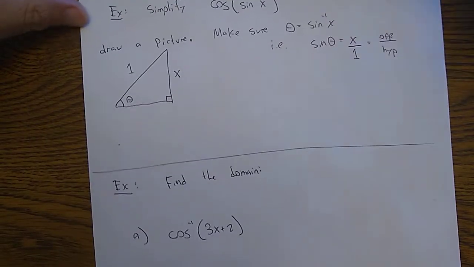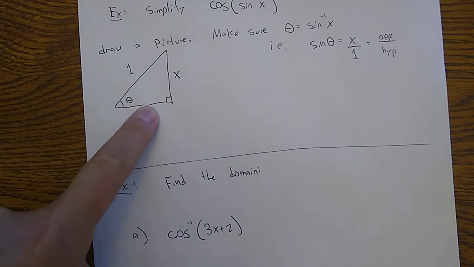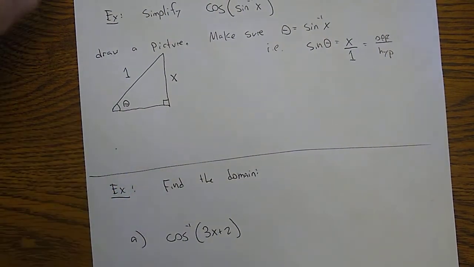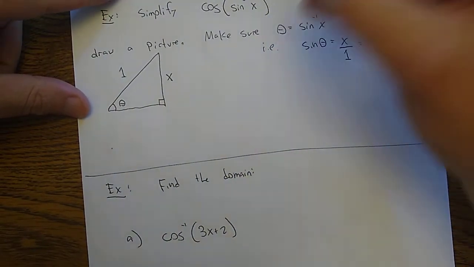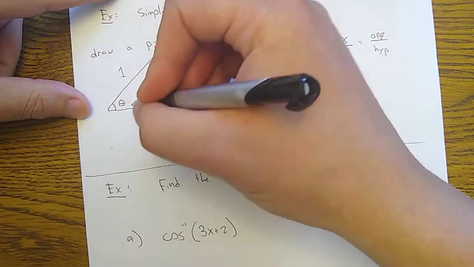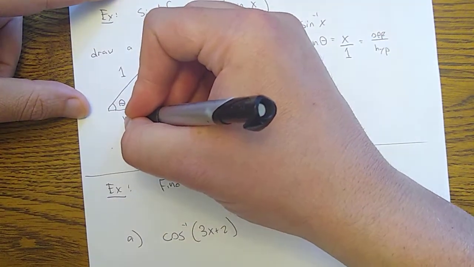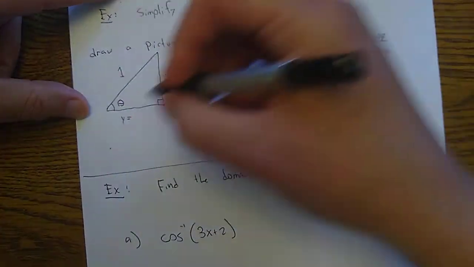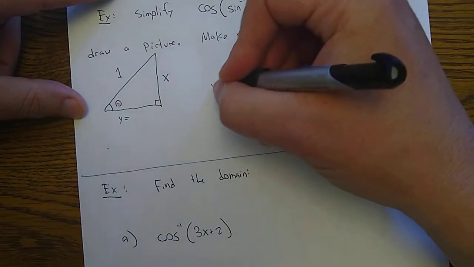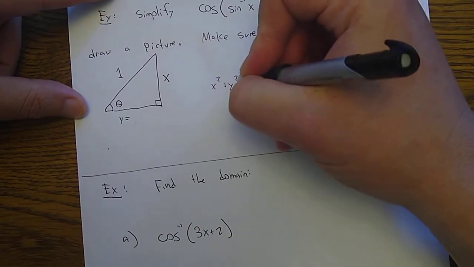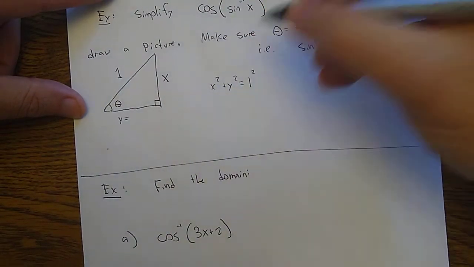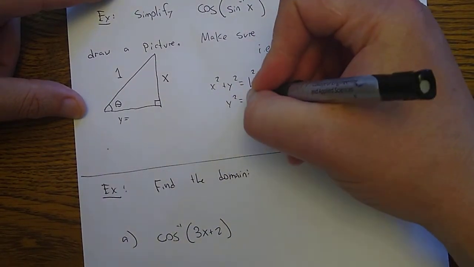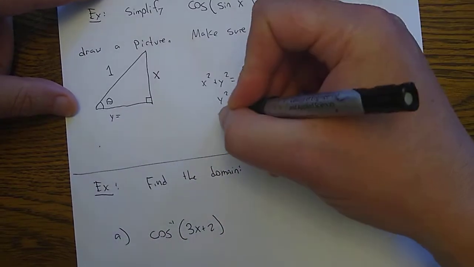Okay, now what you do is you use the Pythagorean theorem to figure out the third side. I could do this quickly, but maybe I'll show my work. I'll call it y, and then I'll solve for y. I'm using the Pythagorean theorem. I solve for y, so y squared is 1 minus x squared.